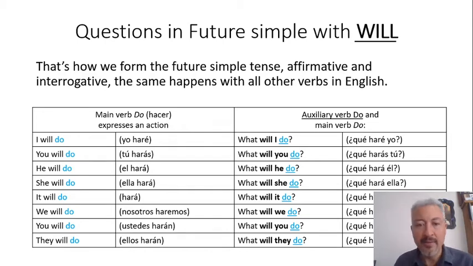In a later video, we will start working with be, but if you are wondering how be functions together with will, well, how do you say que seré yo, que serás tú, que será él? What will I be, what will you be, what will he be, all the way down to ¿qué serán ellos? What will they be?